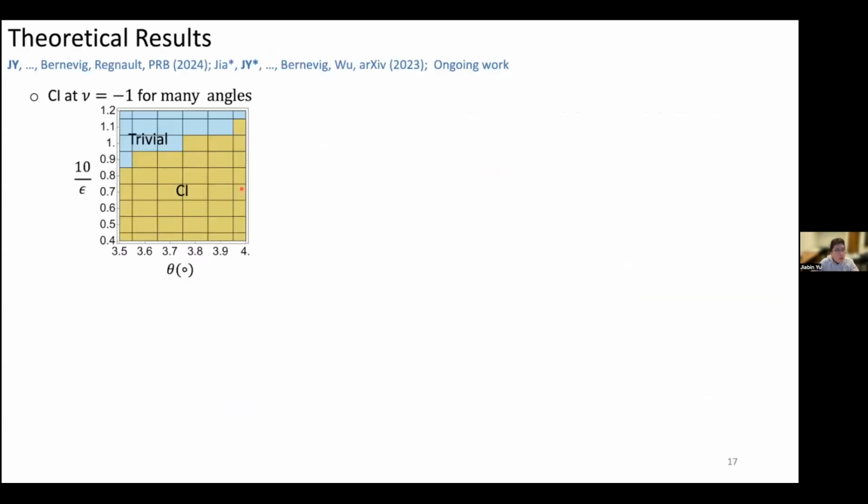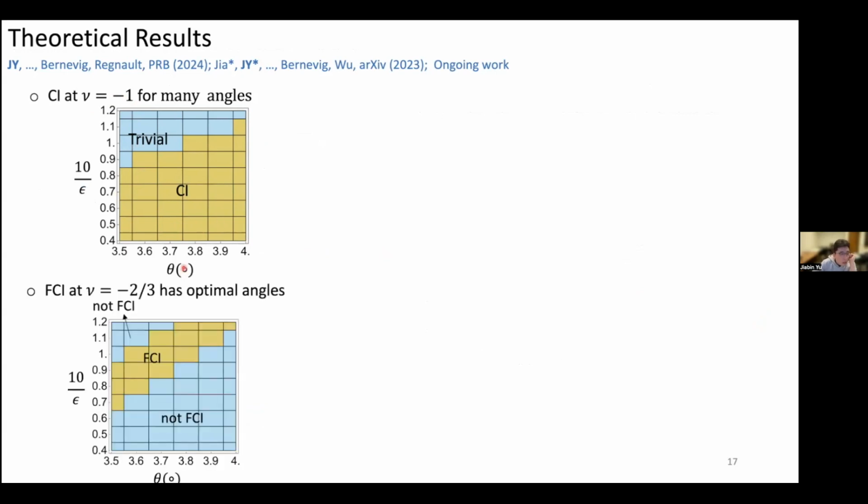So let me show you our results. Indeed, with our current model, we can capture all these phenomena. At nu equals -1, our Hartree-Fock calculation shows that CI happens at various angles. But our ED calculation at nu equals -2/3.